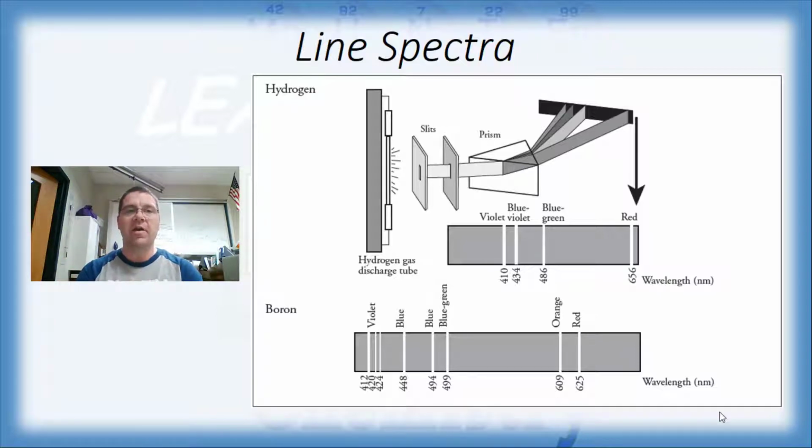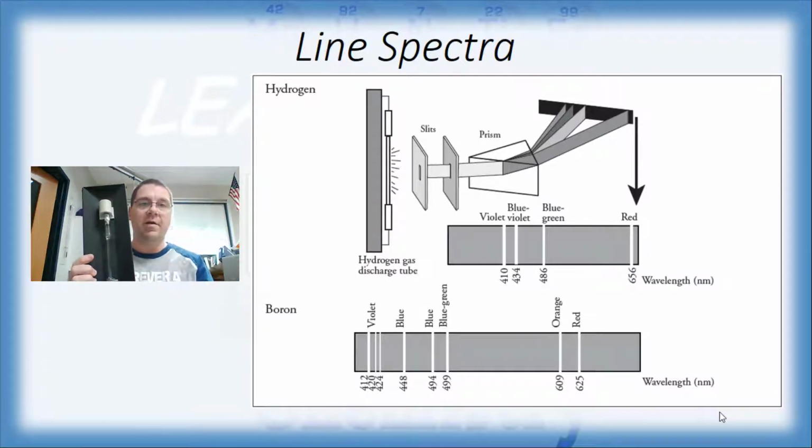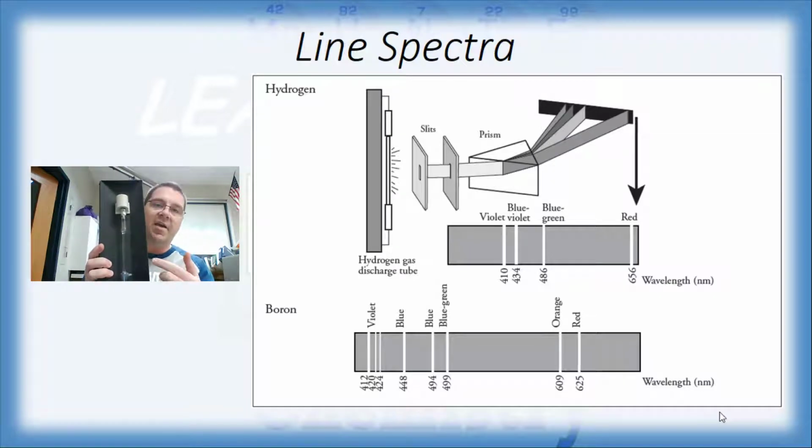So what you see here is a representation of an emission line spectra for hydrogen, and then you see one for boron underneath. So what I have here is kind of what's mocked up in the diagram there. I have a glass tube that contains hydrogen gas, and it's in a high voltage source here.